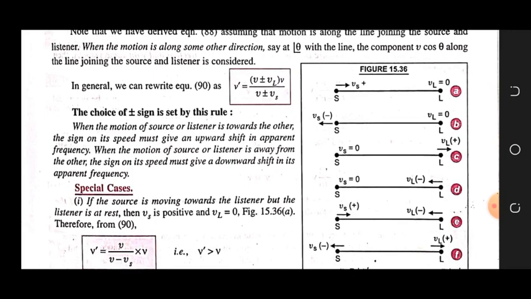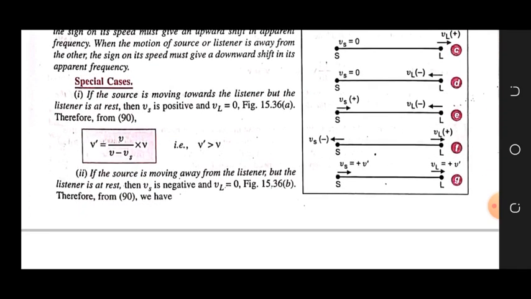When the motion of the source or listener is towards the other, the sign of its speed must give an upward shift in apparent frequency. When the motion of the source or listener is away from the other, the sign of its speed must give a downward shift in apparent frequency. Let's see what this is.